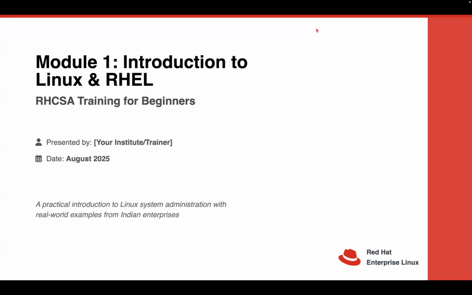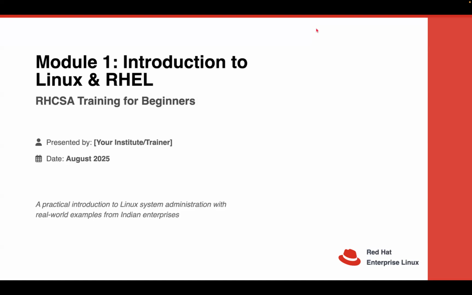Fifth, supports enterprise applications. Banking, telecom, cloud servers, many run on Linux. For example, IRCTC railway ticketing servers run on Linux because they need high speed and stability.